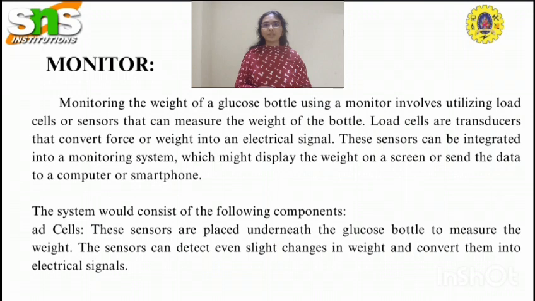Monitoring the weight of the glucose bottle using a monitor involves utilizing load cells or sensors that can measure the weight of the bottle. These sensors can be integrated into a monitoring system which might display the weight on the screen or send the data to a computer or smartphone. The system consists of the following components.